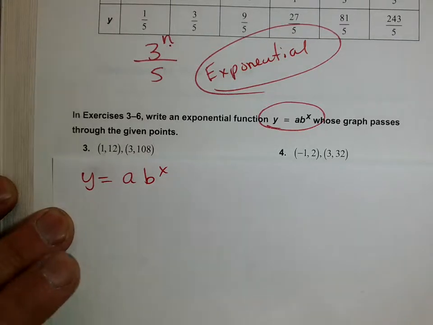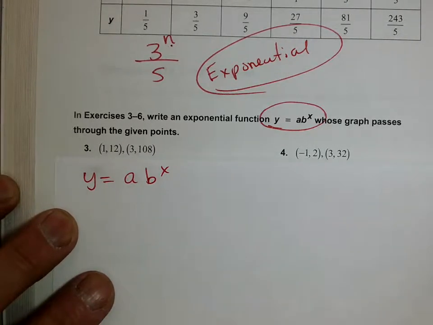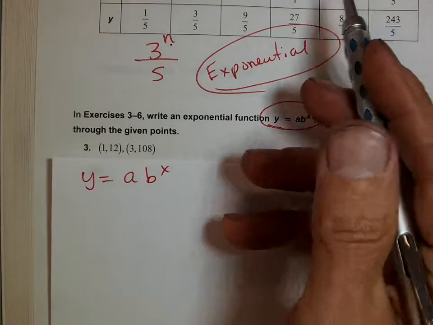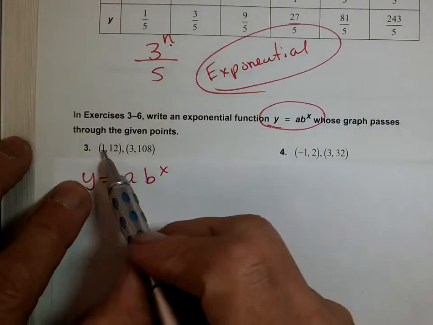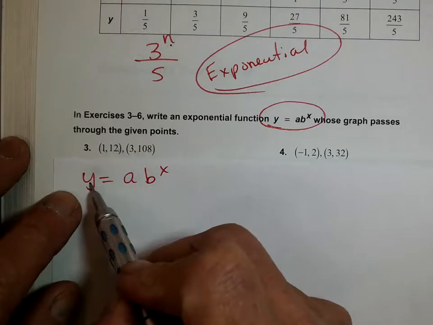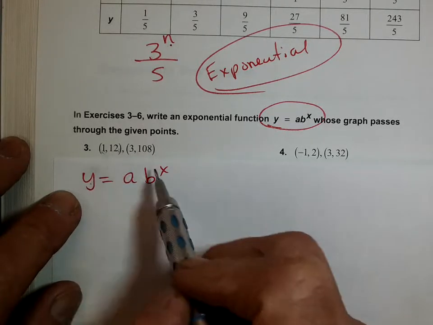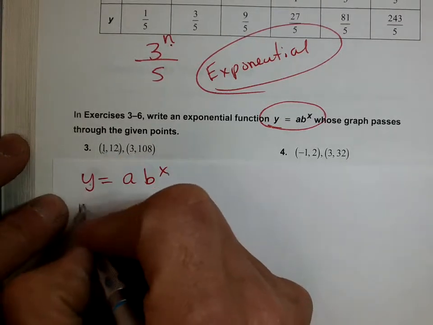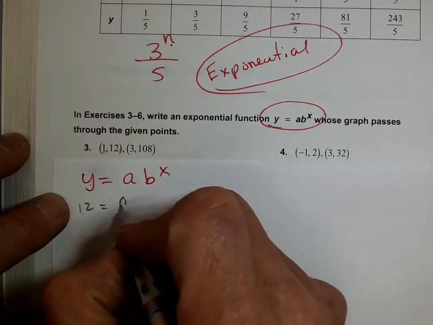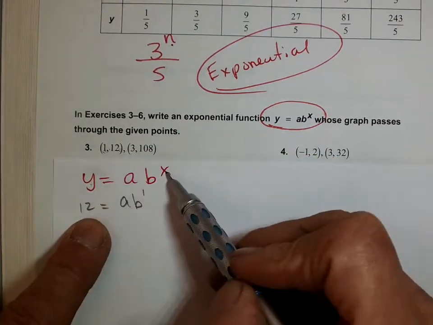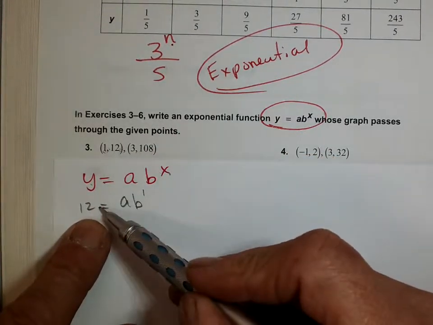I know that 12 times 9 would equal 108. That doesn't help us at all. But here's what I'm going to do, Ben. Every point has an x and y value. You guys agree? So let's put my 12 for the y. Let's put the 1 in for the x. Okay, you guys watching? So I'm going to rewrite this as 12 equals a b to the 1. I put my 1 in for the x, and I put my 12 for the y. You guys good for that?